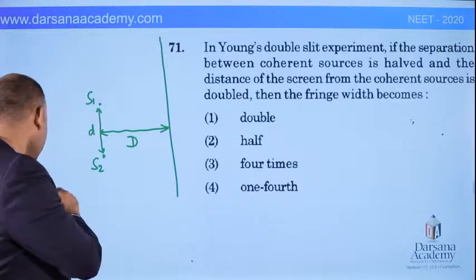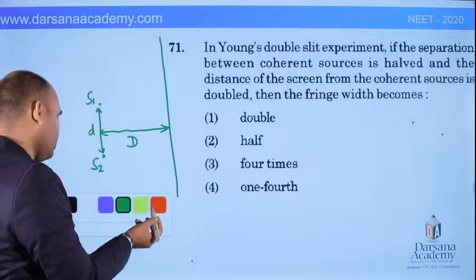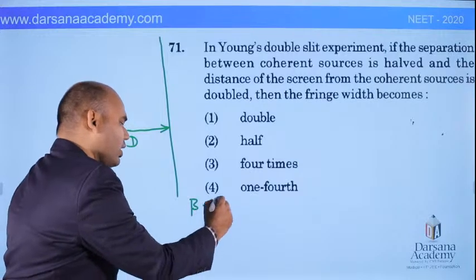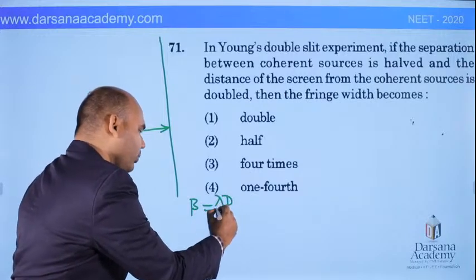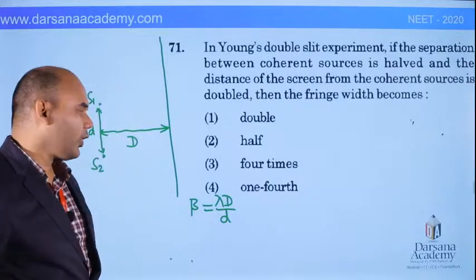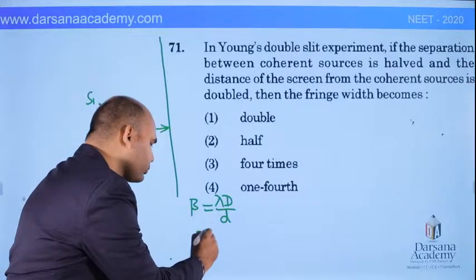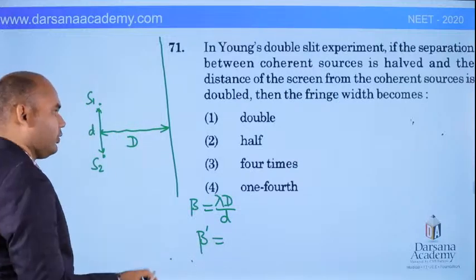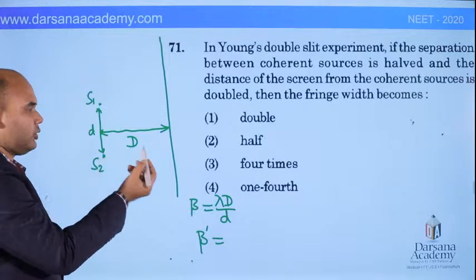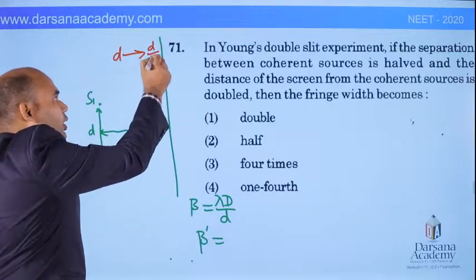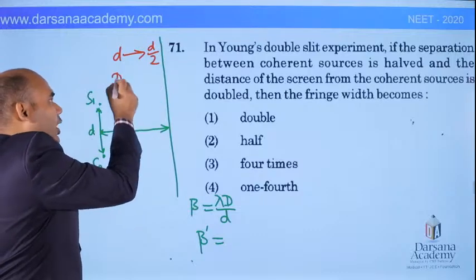Now at this point, the fringe width beta is lambda D by d. Clear? So you have to find beta dash when this separation d is changed to d by 2 and capital D becomes 2 times.